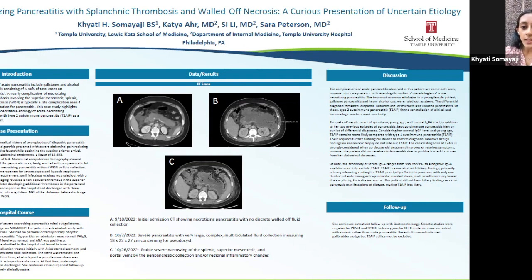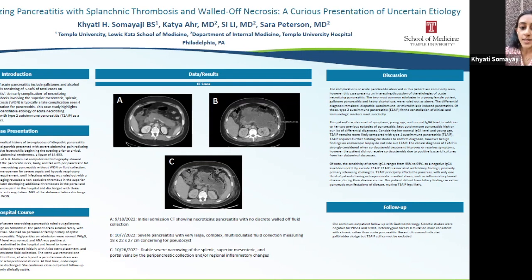You can see some of the CT scans on images A through C, and I'll walk through those a little bit later. But on her initial presentation, she had a decreased attenuation of her pancreatic neck, body, and tail with some pancreatic fat stranding and fluid concerning for necrotizing pancreatitis. As her hospital course went on, she was started on a 5-day course of meropenem for severe sepsis and developed hypoxic respiratory failure and was actually admitted to the ICU for a night.